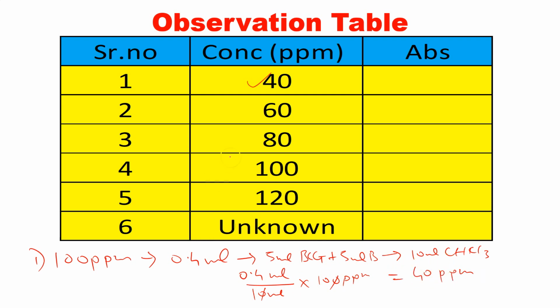This is how you can make further calculations also. Like for 60 ppm it will be 0.6 ml, and in a similar way you can prepare the calculations for 60, 80, 100 and 120. Hope you understood this part, and now we will see the further calculation in Excel, how to calculate the line equation.